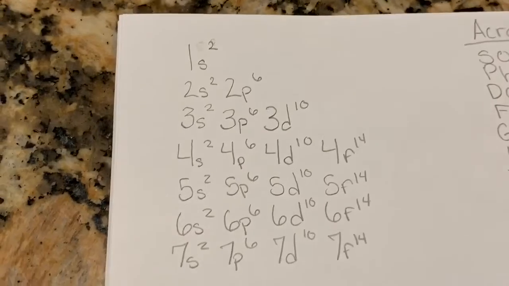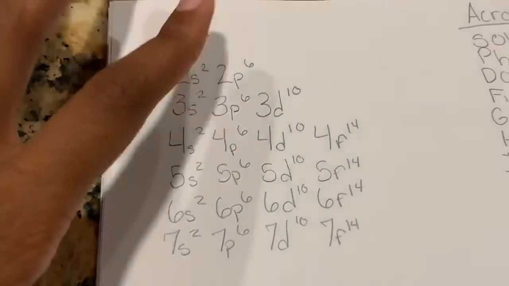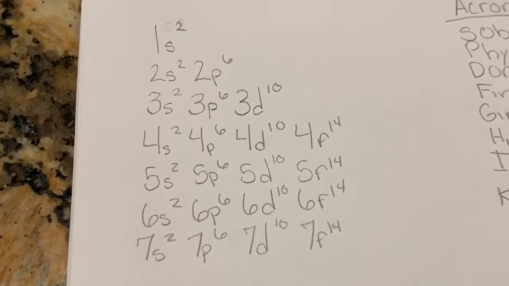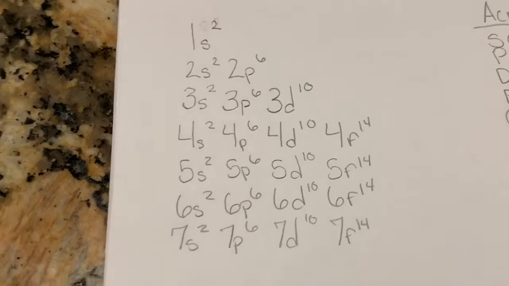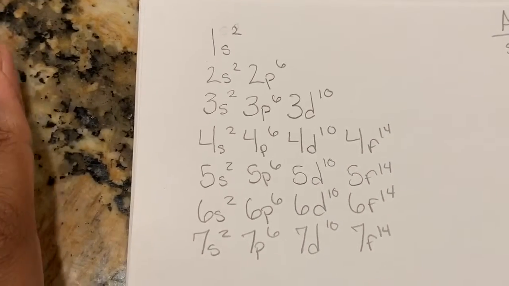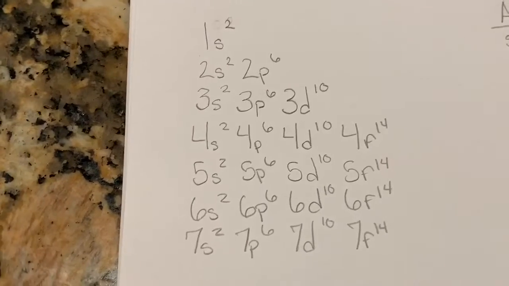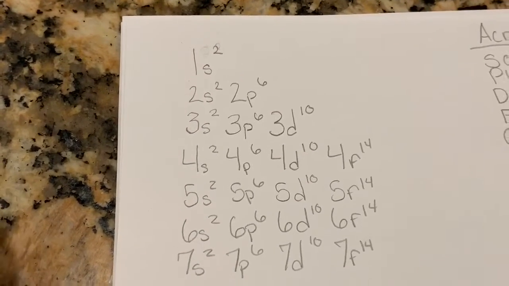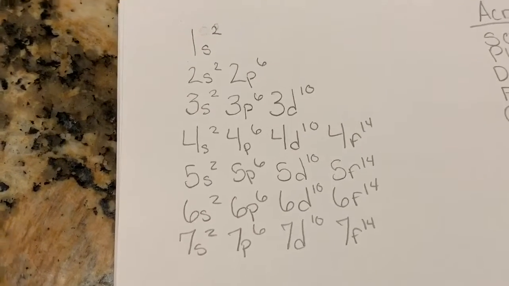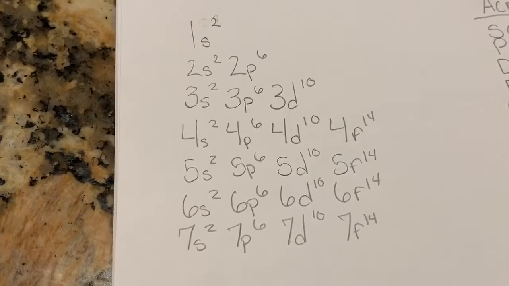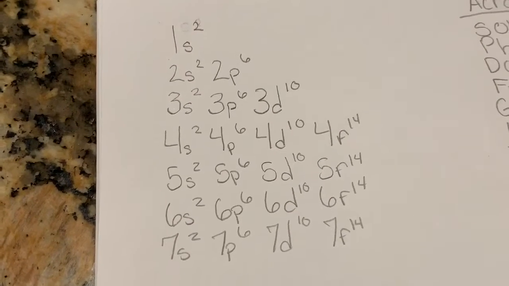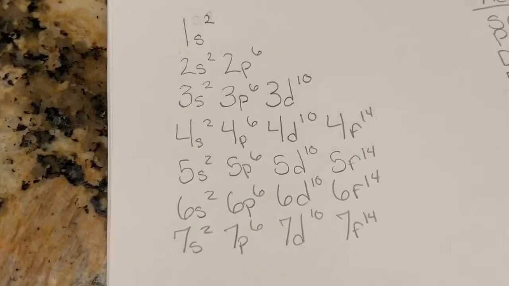So as you can see here, we have our electron configuration chart. In the first row, we have our S's. In the second row, we have our P's, third D's, and fourth F's. The S placeholder can have a maximum of 2 electrons and an orbital of 1. The P placeholder can have a maximum of 6 electrons and an orbital of 3. D can hold a maximum of 10 electrons and an orbital of 5. And F can hold a maximum of 14 electrons and orbitals of 7.